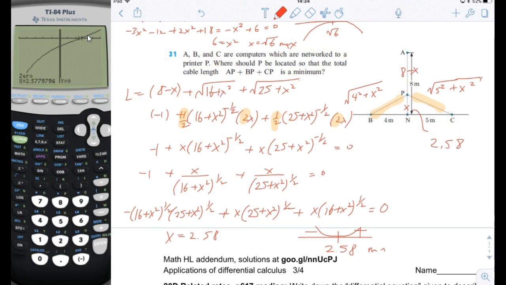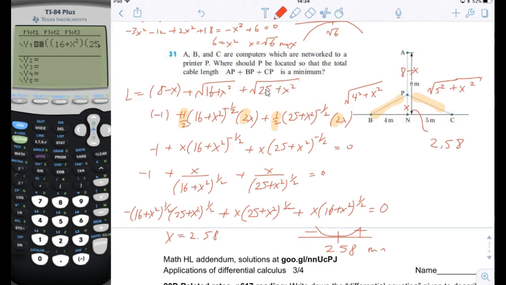Okay. Now this problem could be done in a math studies way. The math studies way of doing the problem would be, instead of putting the derivative function in here, you would just put in the original function, and you would do second calc max or second calc min and find where the minimum point is.